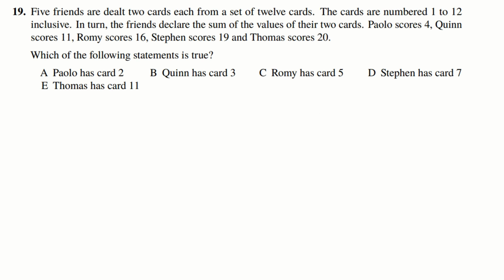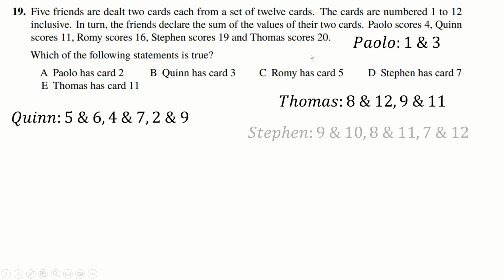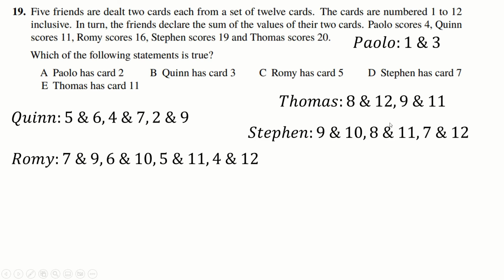Okay, 5 friends are doing this. There's not any really easy way to do this other than to list them all out. Paolo obviously has 1 and 3 because he can't have 2 and 2, and that's the only other way to make 4. And then we just list out all the other people. So here are the options for Thomas, and then for Quinn, and then for Stephen, and then for Romy. These are just all the options. I just went through it as systematically as I could, going in towards the center or out towards the edge. I didn't list 3 and 8 over here because 3 has already been used.